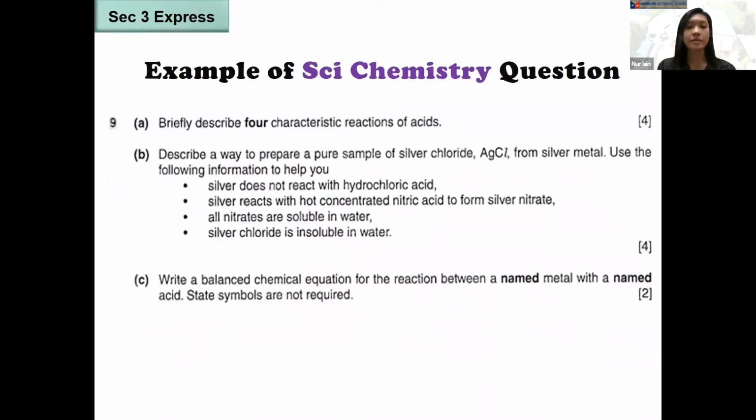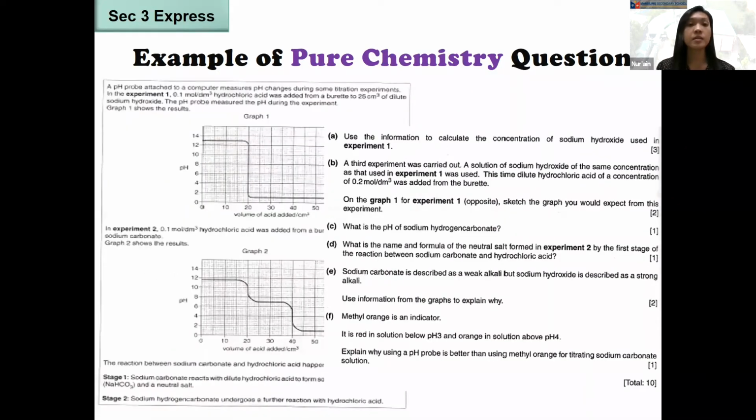So here's an example of a science chemistry question. For a similar topic, here's a typical pure chemistry question. As you can see, the question requires students to have a deeper understanding in applying multiple concepts to a question, which requires them to analyze and explain a given data.